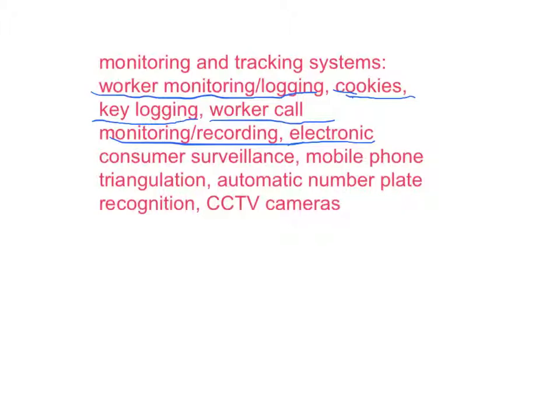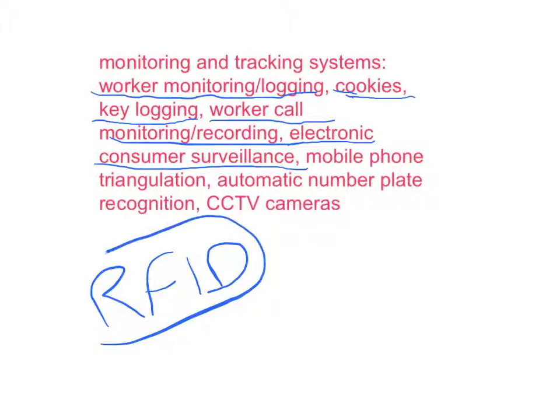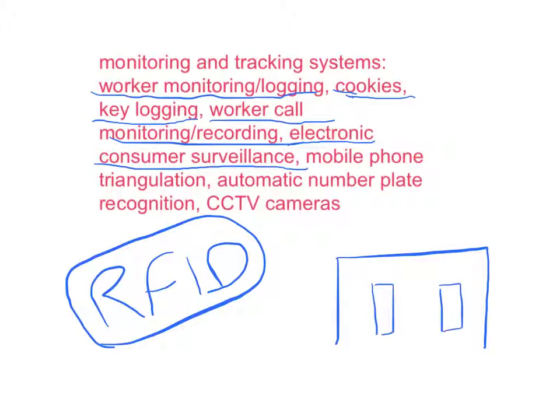Electronic consumer surveillance. We're talking about RFID tags there. Those are the tags that go onto CDs and clothes that make sure that you don't steal them on the way out. You'll notice that by the door you will have two panels, and you will have to walk through them to get out the door. If you have something on you which will set it off, so a stolen item or an RFID tag, then you will, unfortunately, set off an alarm, fortunately for the shop.